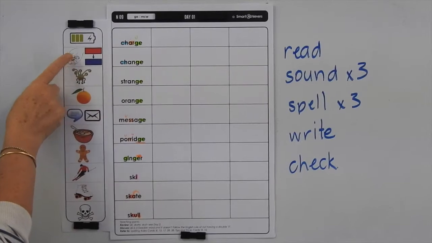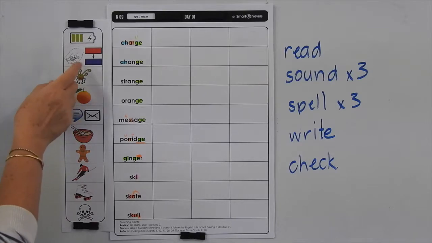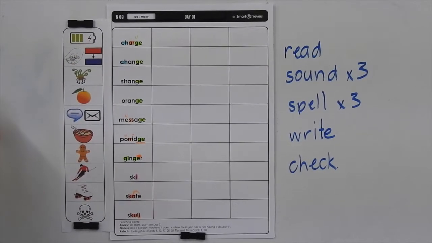Change can be the money you get back when you buy something, and it can also mean for something to become different. Strange is something unusual, and an orange can be both a colour and a type of citrus fruit. A message is a form of communication. It usually indicates that it's a short piece of information that you're being given. It could be a verbal message, it could be a phone message, an email, or it could be something that's posted to you. Porridge is a cereal we have in the morning made from oats, usually.